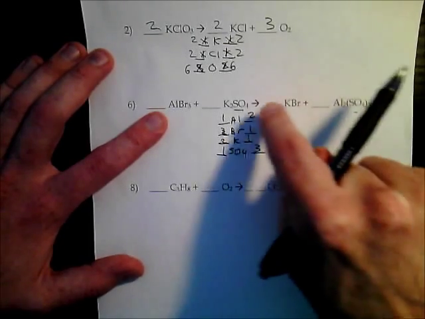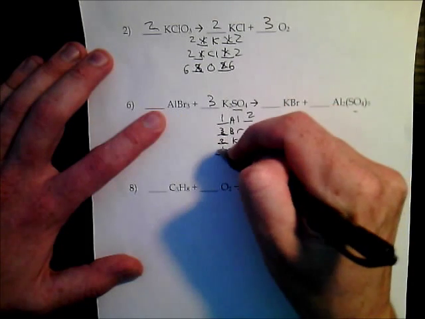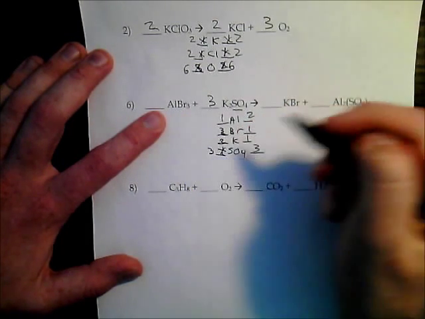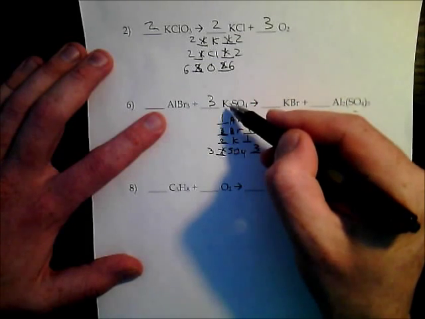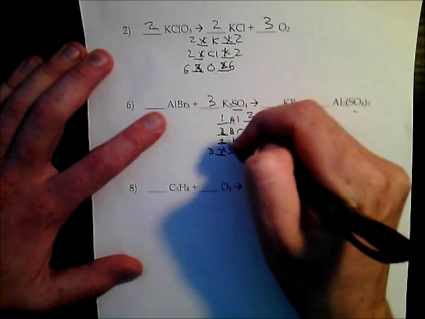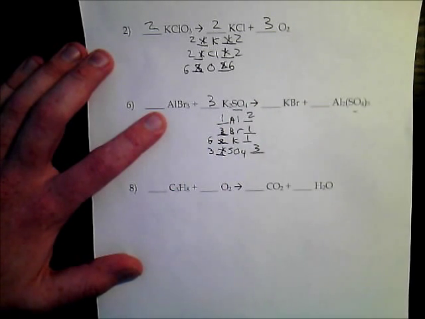So I got 3 sulfates on this side and 1 sulfate on this side. I'm going to put a 3 here, so that's going to fix my sulfates. So now I got a 3 on that side. That also changes my potassium. 3 times 2 is 6. So now there's 6 potassiums on that side.